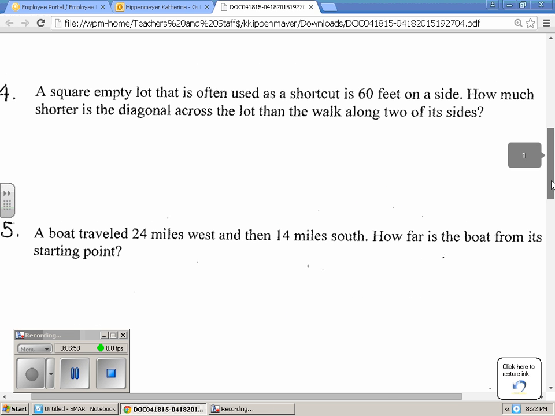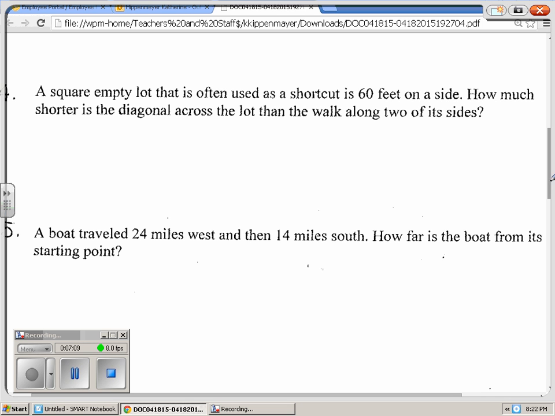We move on to number 4. A square empty lot that is often used as a shortcut is 60 feet on a side. How much shorter is the diagonal across the lot than the walk along two of its sides? So we have our empty lot. It's 60 feet on each side. And we're looking at the diagonal. How much shorter is that?